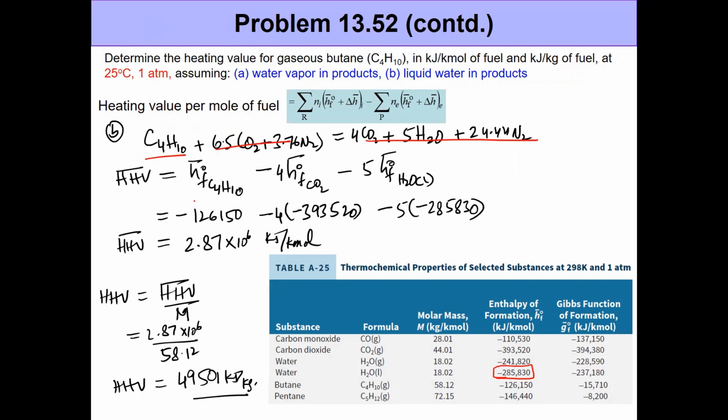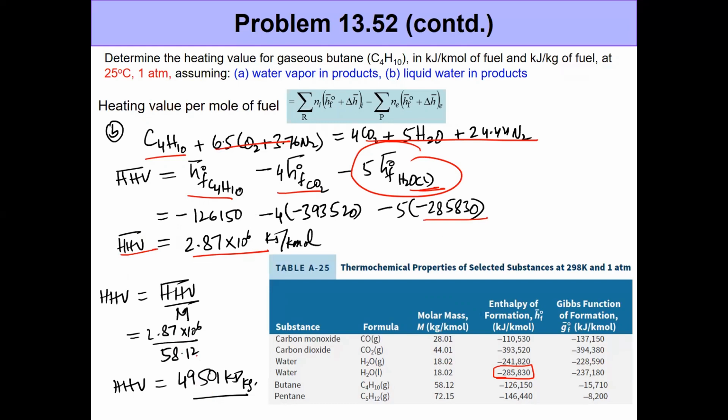And in terms of the high heating value, it's going to be the same thing for enthalpy of formation of the fuel as well as CO2. The only thing is we're looking at H2O liquid here because we're looking at liquid water in the product. So now we pick up this value, 285,830. So again, you get 2.87 times 10 to the power 6 kilojoule per kilomole. It's certainly higher, right? That's why the name goes high heating value. And in order to get it in terms of per kilogram basis, you just need to divide it by 58.1. Okay, and that's all you need to do. Once you do that, this is the answer that you're getting. All right, so that's it.